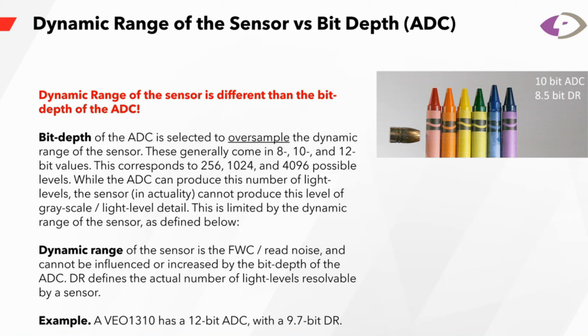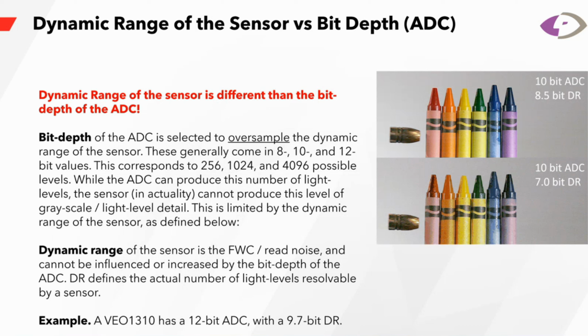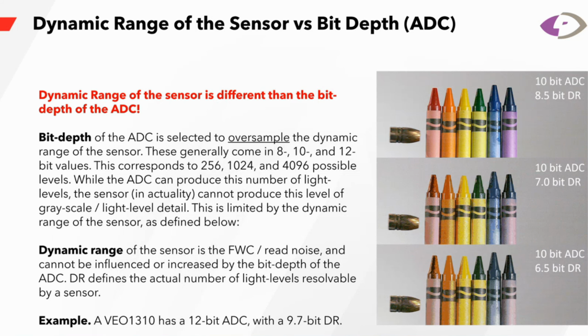On the right-hand side, you'll see a series of photographs. This is produced by a 10-bit ADC camera with an 8.5-bit dynamic range. If we keep the ADC the same, but decrease the bit depth of the dynamic range down to 7, you'll start to see you're going to lose some gray level information. And if we decrease it all the way down to 6.5 bits, you'll get a very old TV-like look to your shot, okay? So again, the key takeaway is dynamic range is different than the bit depth of your ADC.